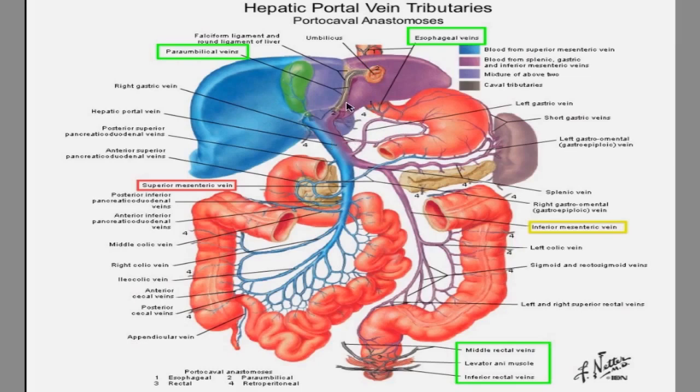Also, another branch that's coming to drain into your portal system are these paraumbilical veins, and you can see how they both drain into your portal vein, and eventually stuff that goes into your portal system drains into your central vein, which eventually exits out through the liver through the hepatic vein, which is actually not shown on this picture, and that will be drained into your inferior vena cava.